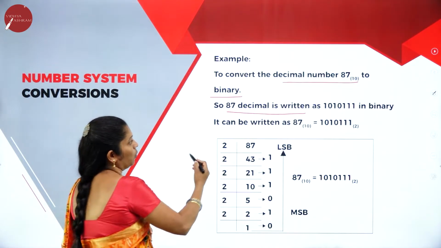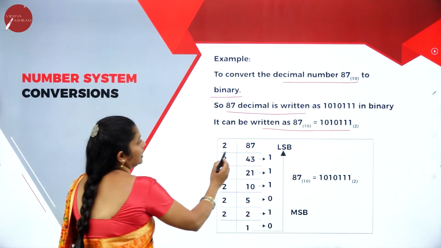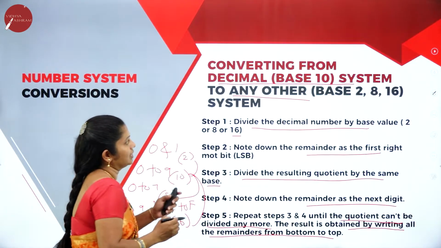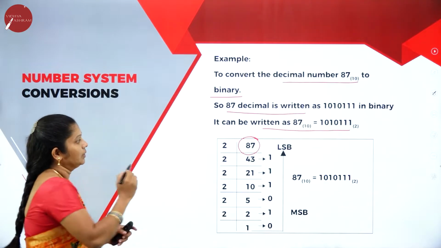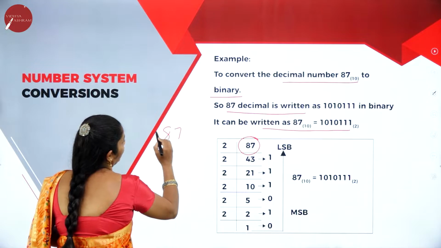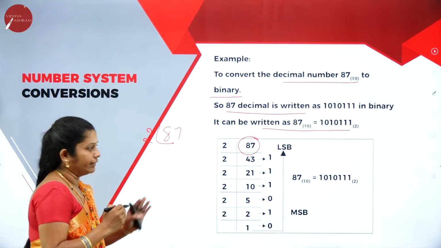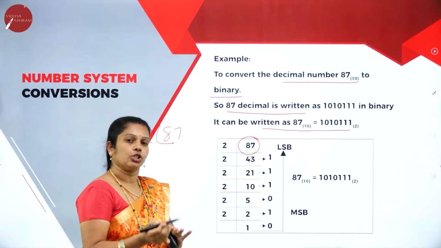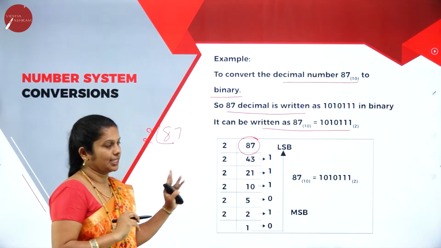If I want to convert that into binary format, first step: we have 87. Divide the decimal number by the base value. Consider 87, then divide it by 2. If I want to convert to binary, divide by 2. If it is octal, divide by 8. If it is hexadecimal, divide by 16.